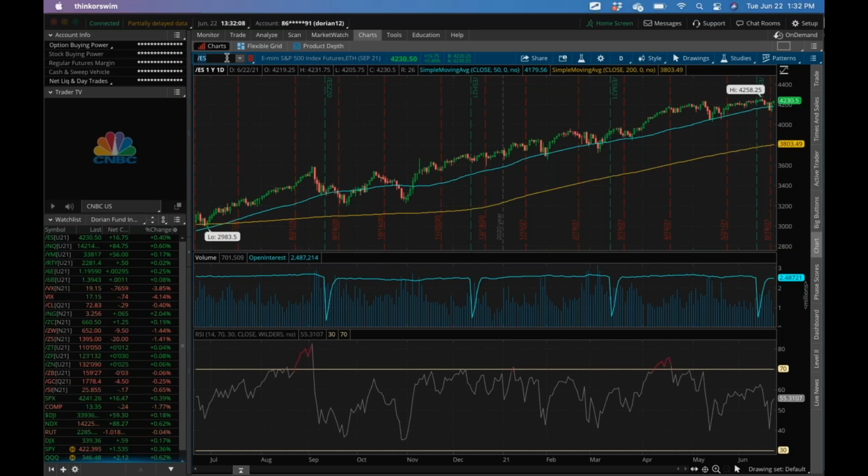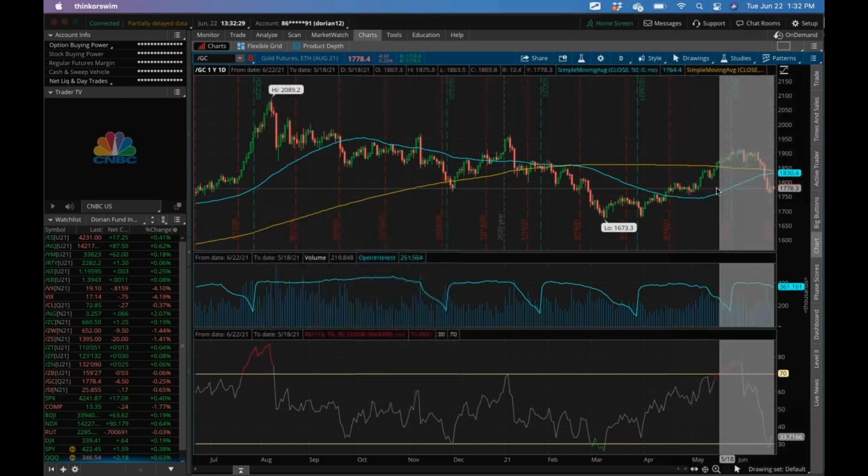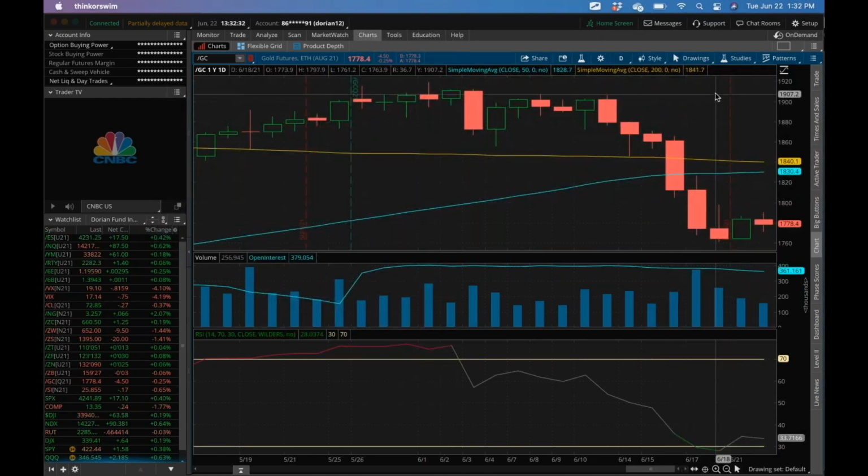Let's jump into some trade ideas this afternoon. I sent out some this morning, and one of the trade ideas I sent out was on gold. This is the gold futures. You can see that gold has been falling quite a bit recently. And so we talk about having a few different ways you can trade something, right?